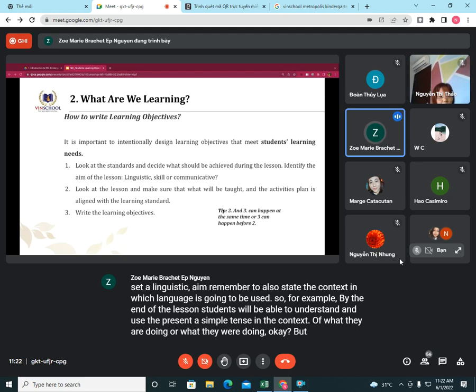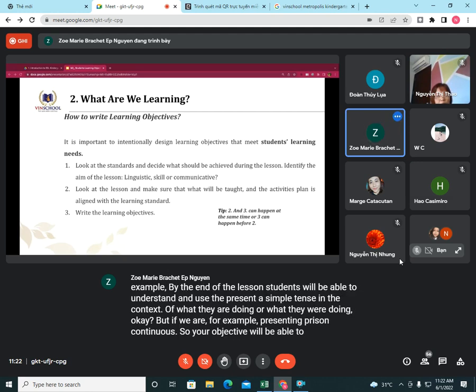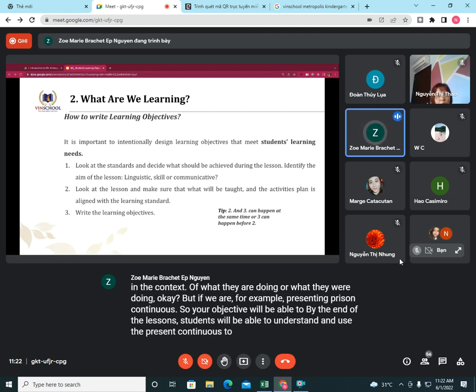But if we are, for example, presenting present continuous, your objective will be: by the end of the lesson, students will be able to understand and use the present continuous to talk about what they are doing in the moment.